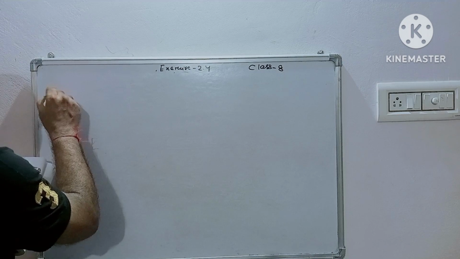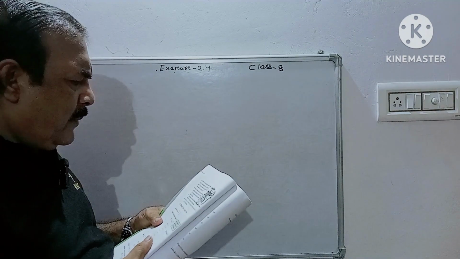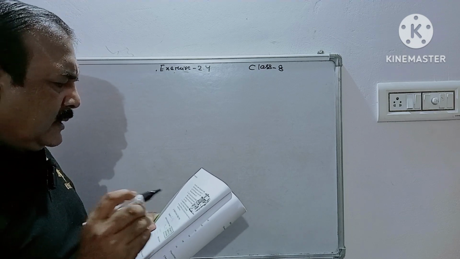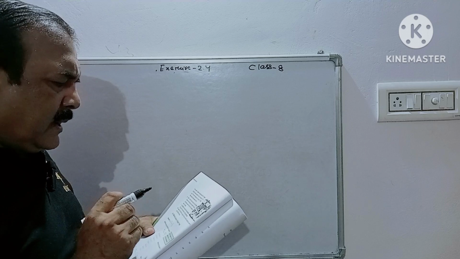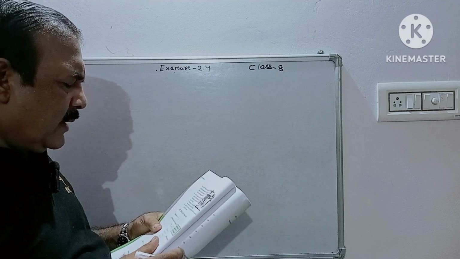So question number 8. Half of a herd of deer are grazing in the field, and 3/4 of the remaining are playing nearby. The rest 9 are drinking water from the pond. Find the number of deer in the herd.